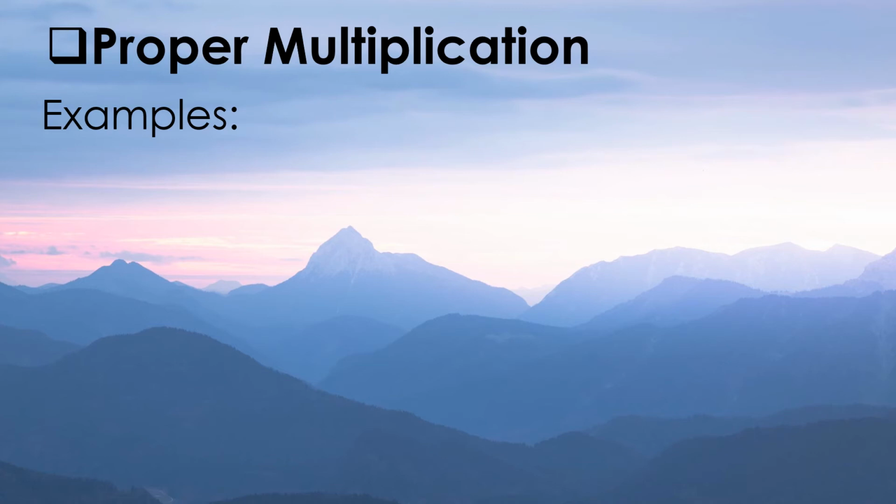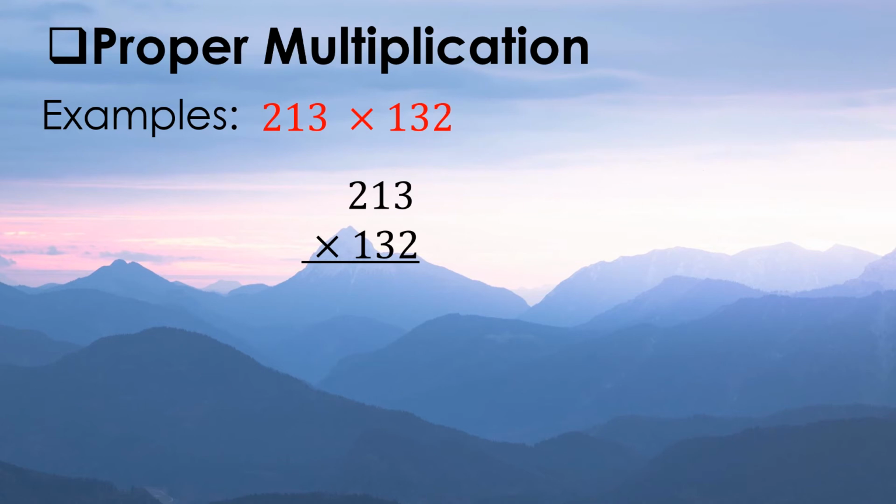Okay, dun muna tayo again sa pang-unang way or paraan. That is the proper multiplication. So, we have the given 213 times 132. So, ganyan lang tayo magmumultiply. 2 times 3 is 6. 2 times 1 is 2. And 2 times 2 is 4.